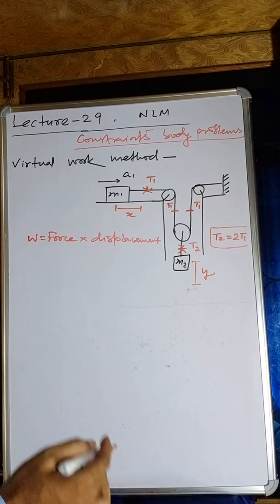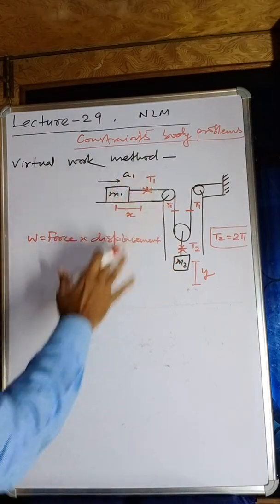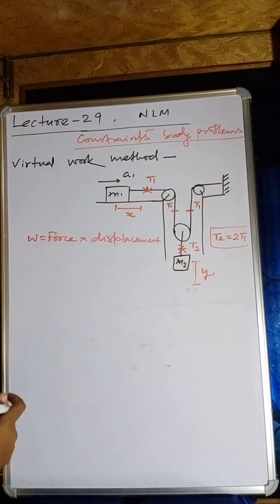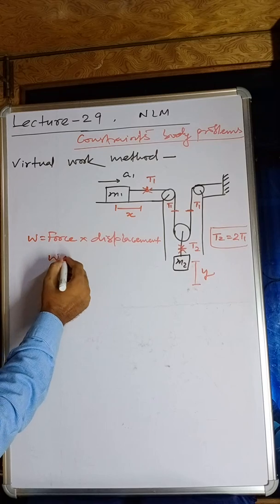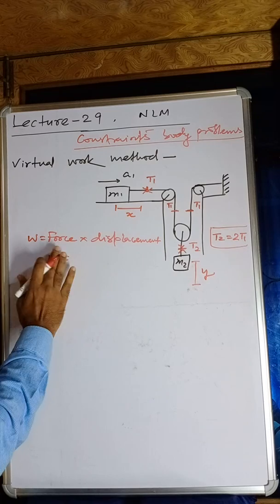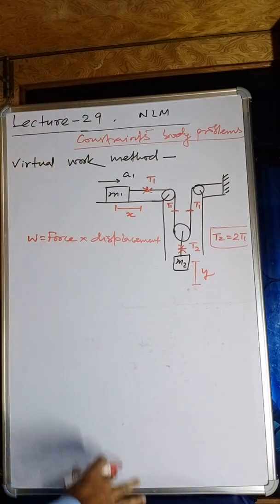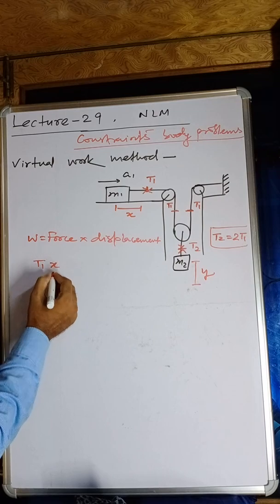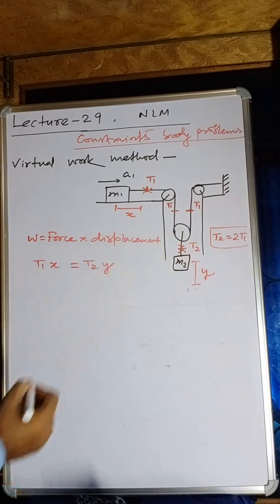In virtual work, we can say the total work done by this T1 should be equal to the work done by this T2 to move Y. So the work done by T1, directly we can write, my dear students, and we'll obtain the equation as well. It is T1 displacement X is equal to T2 and displacement Y.